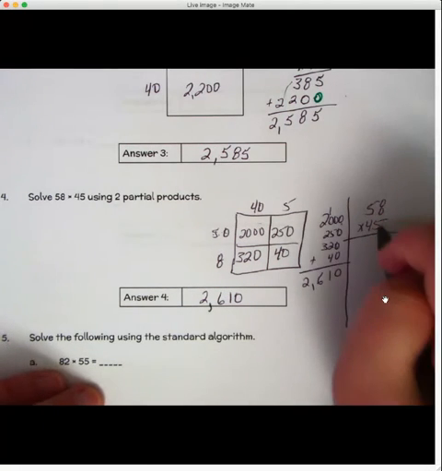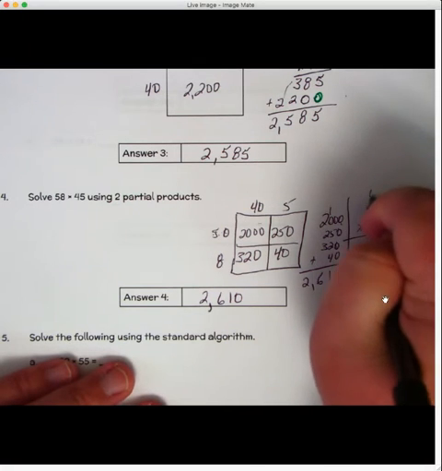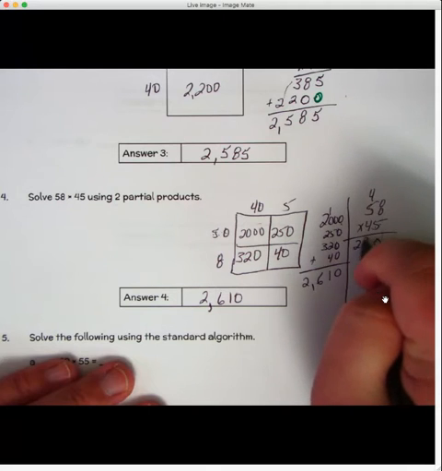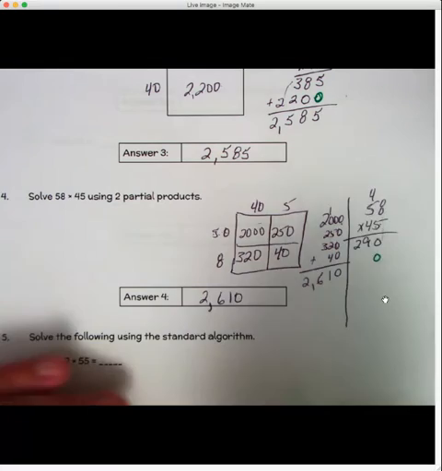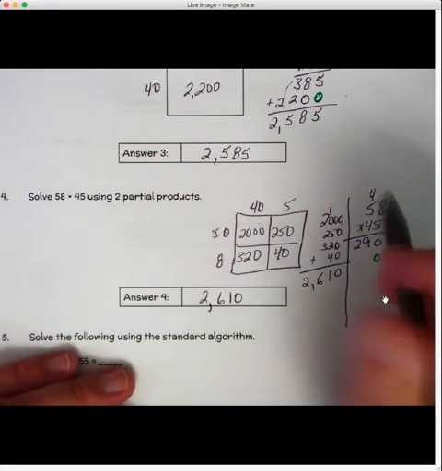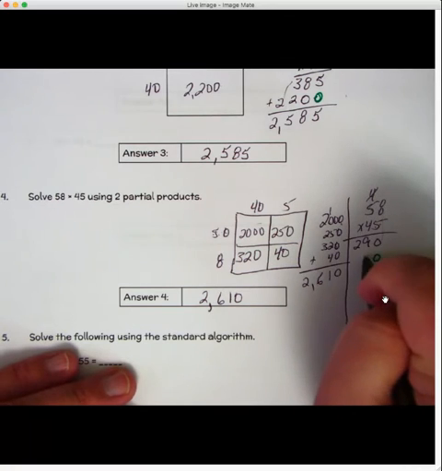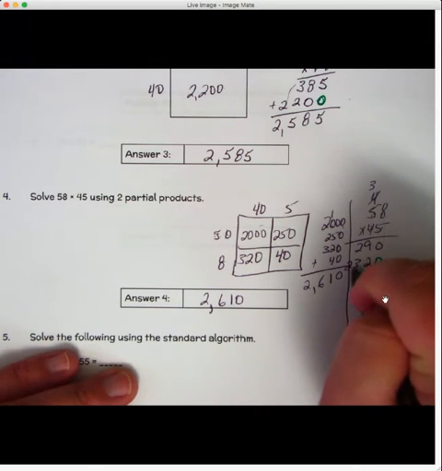We get the same answer. 5 times 8 is 40. Put our 0 down, carry our 4. 5 times 5 is 25, plus 4 is 29. I'm going to put my magic 0 down and move over to the tens place. Oops, I forgot to mark that out. 4 times 8 is 32. Put our 2 down and carry our 3. 4 times 5 is 20, plus 3 is 23.